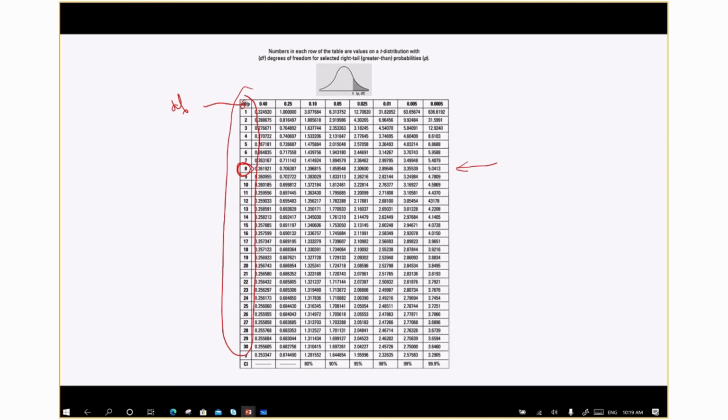And what you have in the body of the table are these values of t here, and what is shown here are different probabilities, different areas in this location. So this table is oriented very much differently from the Z table that we saw before.